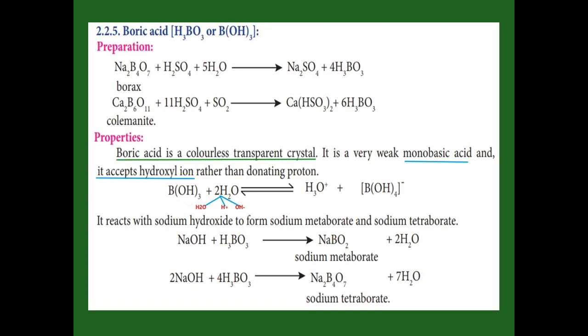The next one, when boric acid reacts with 1 mole of sodium hydroxide, it gives NaBO2, that is sodium metaborate, and then 2 moles of water. In the same way, when boric acid reacts with 2 moles of sodium hydroxide, it gives sodium tetraborate, formula Na2B4O7. Sodium tetraborate is nothing but borax, and then it gives 7 moles of water.